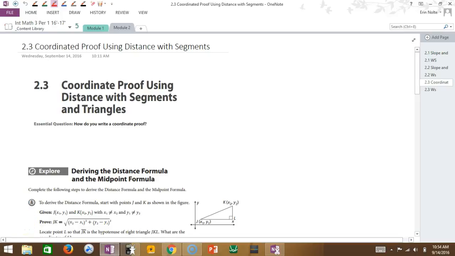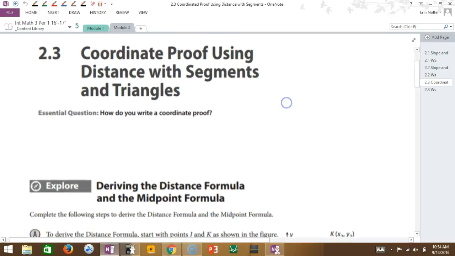Okay, so 2-3. 2-3 is using coordinate proof using distance with segments and triangles. Okay, so I'm not going to require you guys to do a complete coordinate proof. The essential question on this section is, how do you write a coordinate proof?